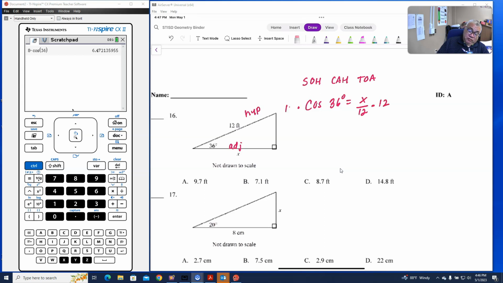You multiply by 12. So x equals 12 times the cosine of 36 degrees. So you're going to multiply 12 times cosine 36 degrees. So x gives you 9.7. So your answer is B.